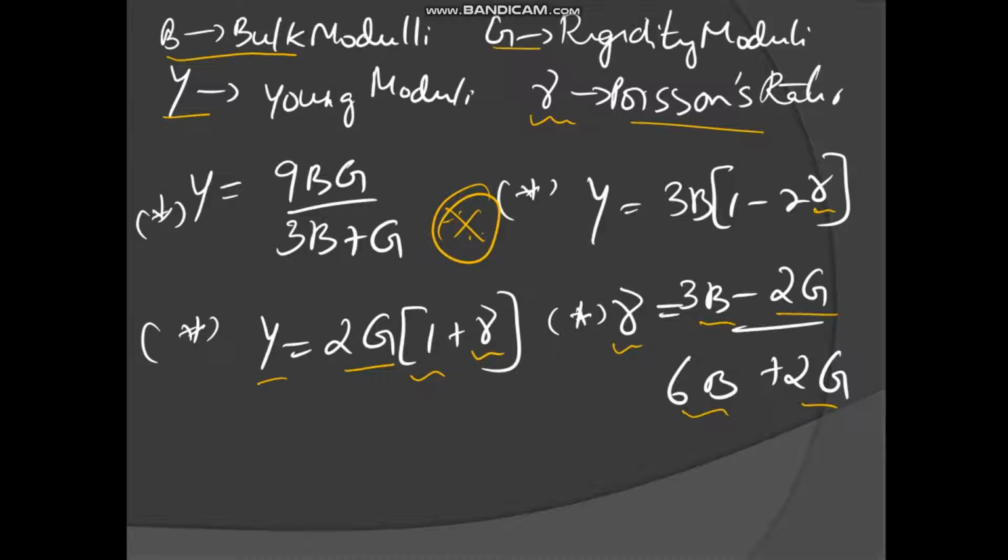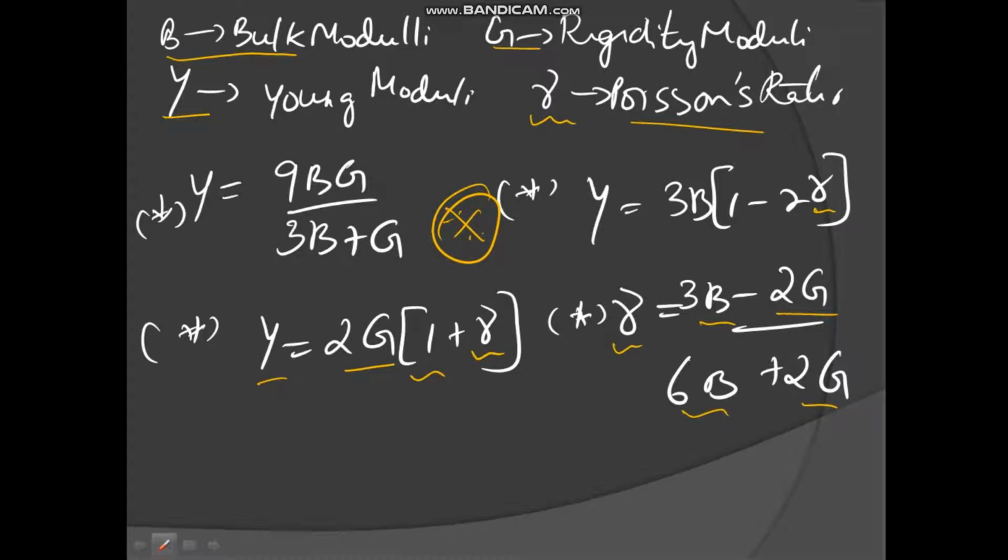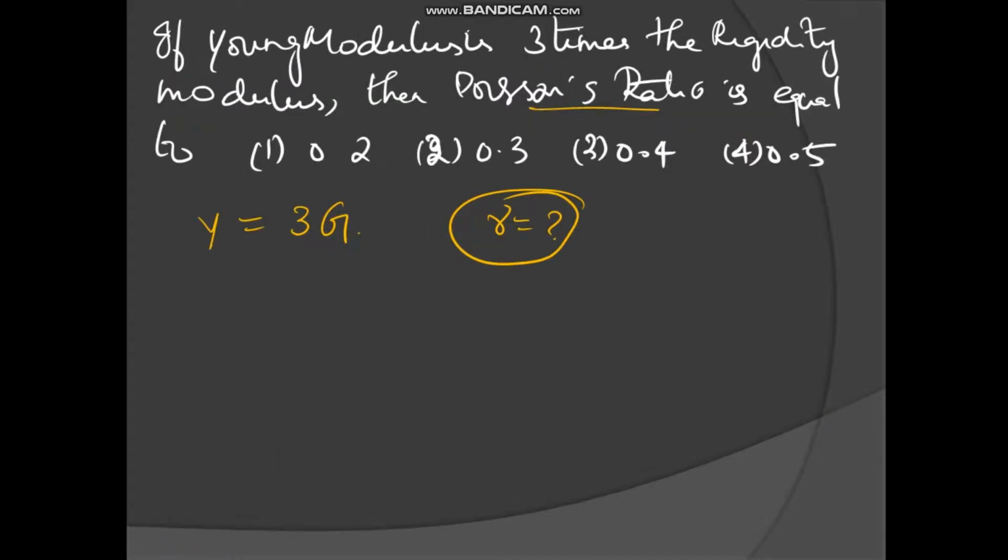Okay, now let us work out a numerical based on this thing. If Young's modulus is 3 times the rigidity modulus, they have given, then Poisson's ratio they are asking. So you must select the formula which is the right formula. See here, Y is there and G is there and gamma is asked. So this formula is the right formula you must use. Y is equal to 2G into 1 plus gamma.